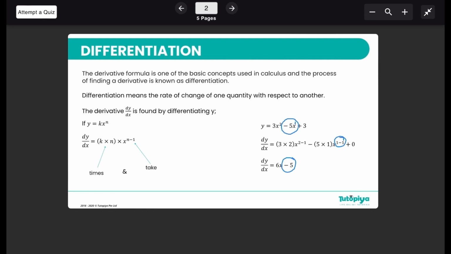We will then get negative 5x to the power of 0. So x to the power of 0, remember, is the same as just saying 1, the constant. And finally, what you always need to remember is when you are differentiating a constant, the constant will always disappear and become 0. So it does not get considered in the final expression.